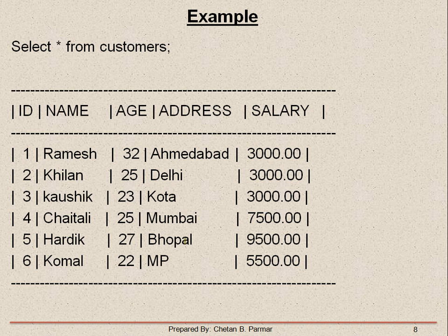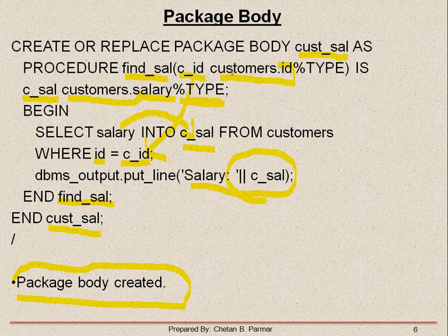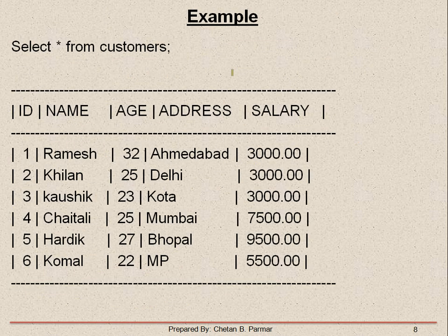Now see this is our customer table. Here we are going into more detail on how this package will work. In the previous example we were just using one simple procedure. Now we are going a little bit ahead and creating a slightly more complex procedure in packages. For that we are operating on the customer table. We have 6 records.